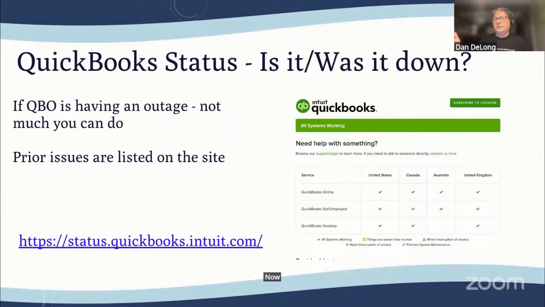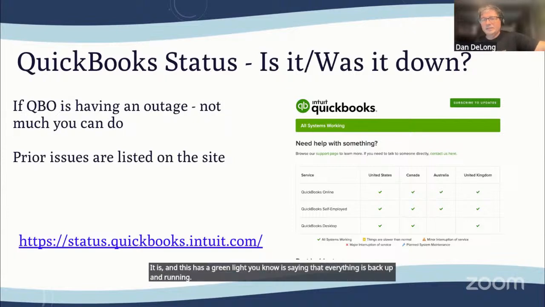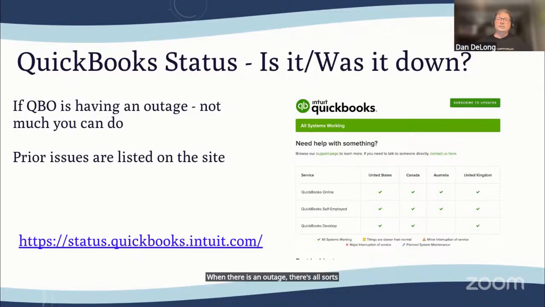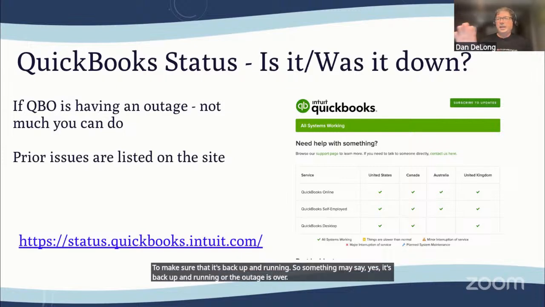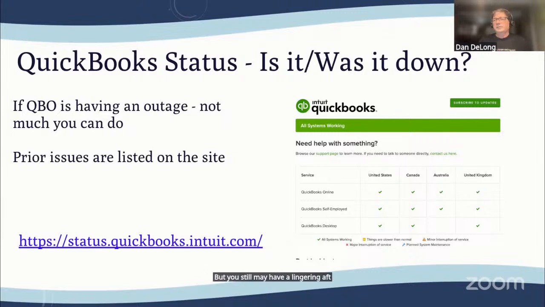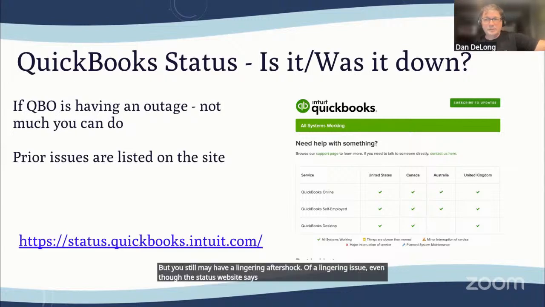Now, when there is an outage, and this has a green light, saying that everything is back up and running, it's not as instantaneous as just turning on a light switch. When there is an outage, there are all sorts of redundancy checks and things that they have to do to make sure that it's back up and running. So something may say, yes, it's back up and running, or the outage is over, but you still may have a lingering aftershock, a lingering issue, even though the status website says you're in the clear.